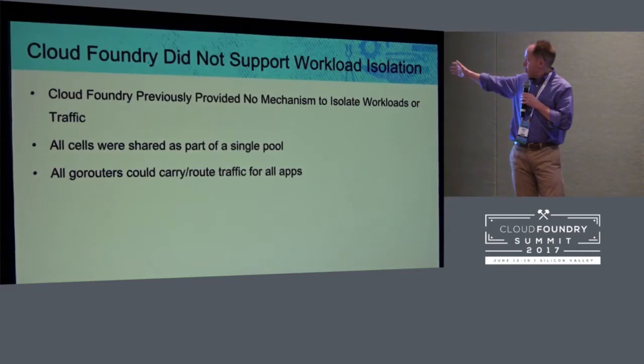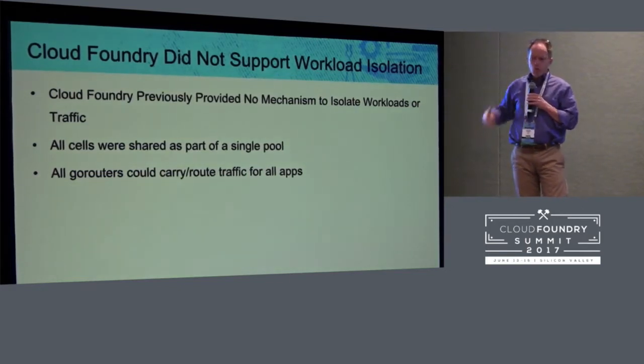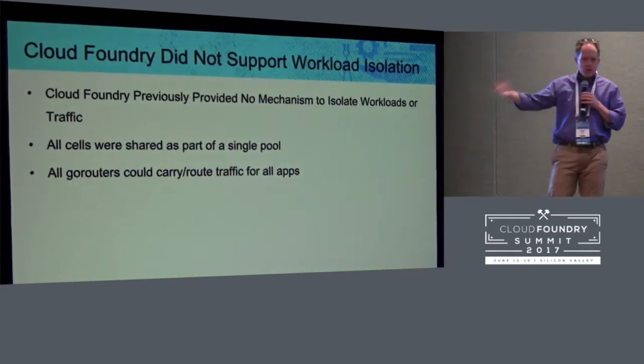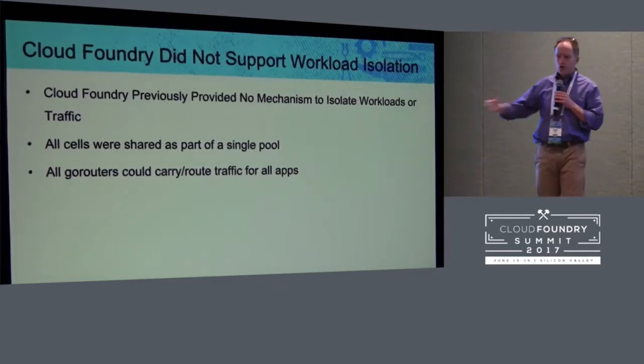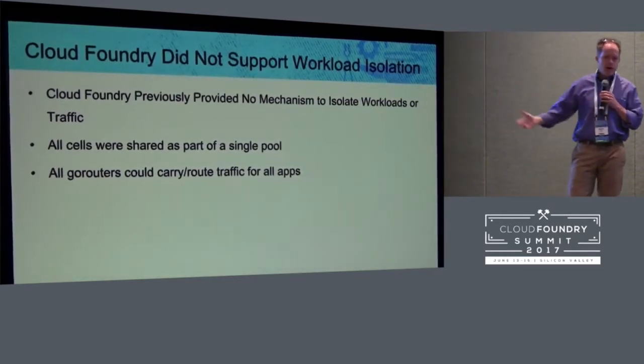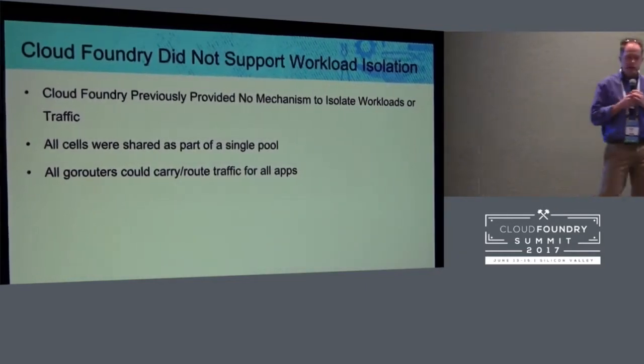I think we all know this: all cells, or previously all DEAs, are one big fat pool of compute resources, and all the Go routers have the routes for all the apps, so everything crisscrosses and everything lands in one big pool.